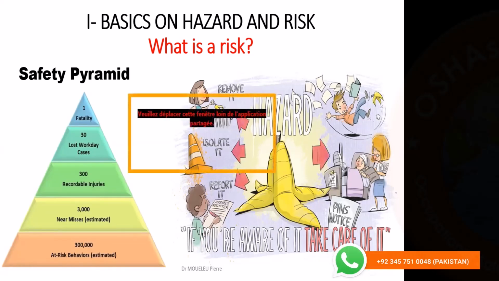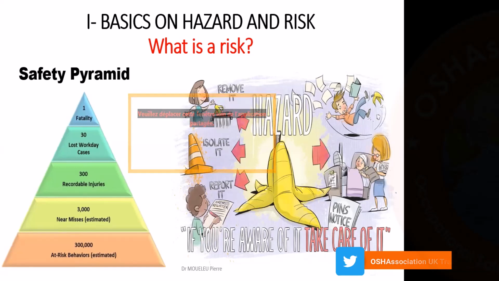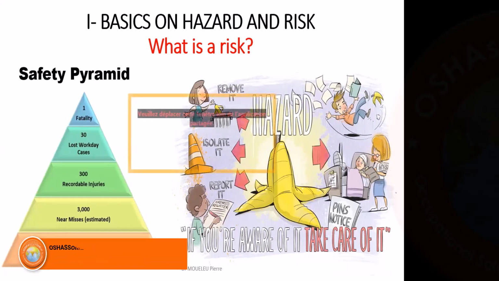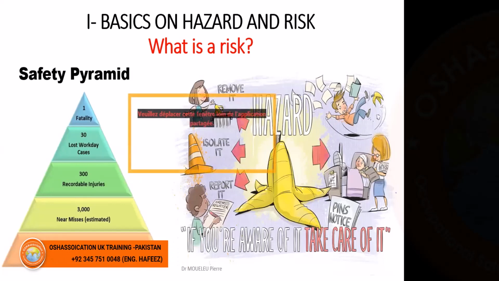So to avoid accidents, you need to act on each element before all those things can lead to an accident. That's why we advise you, in your workplace, to be able to identify at-risk behaviors, near misses, recordable injuries, and so on, as you should be able to address actions to face all those elements.